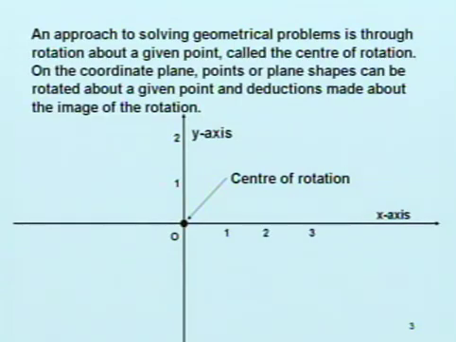Usually we will rotate objects about the origin, but not always about the origin, and that is called the center of the rotation. That is, if you pin the tracing paper on the origin and rotate it, that point at the origin is called the center of rotation.